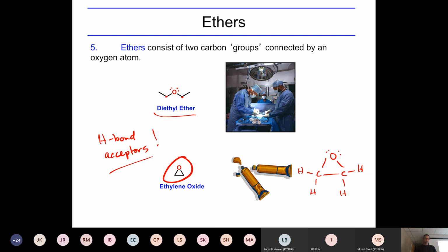What's the hybridization of these carbons? sp3. What's the bond angle here? Oh, wait. It looks like it should be 109.5 because it's sp3. But how are you going to make a triangle with bond angles of 109.5? If you have an equilateral triangle, what's the bond angle inside the triangle? 60.